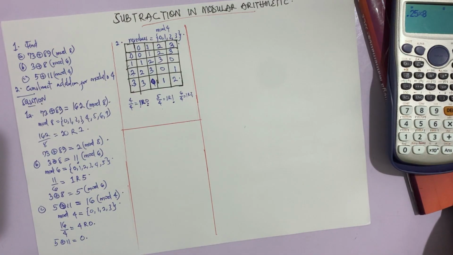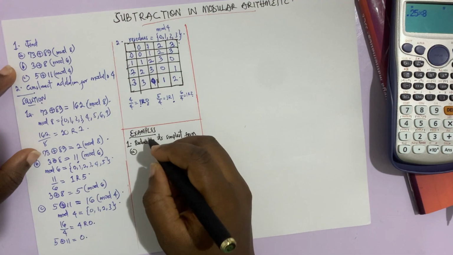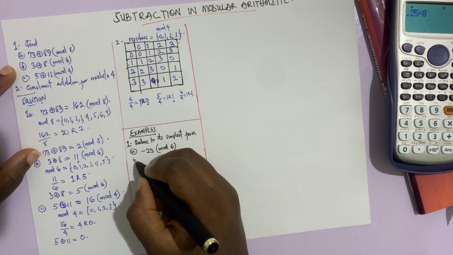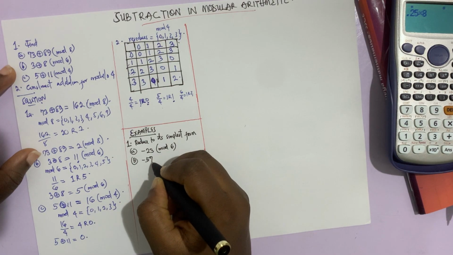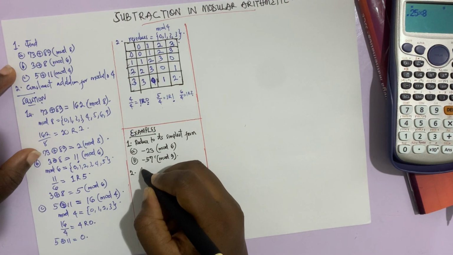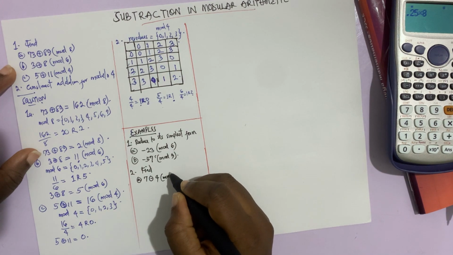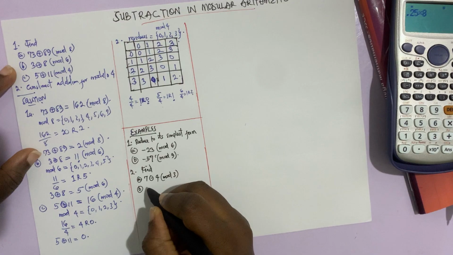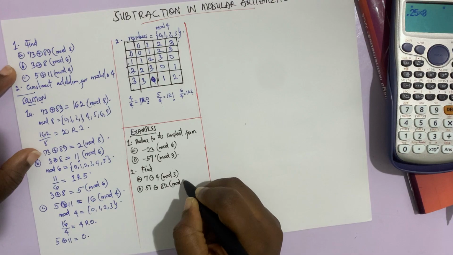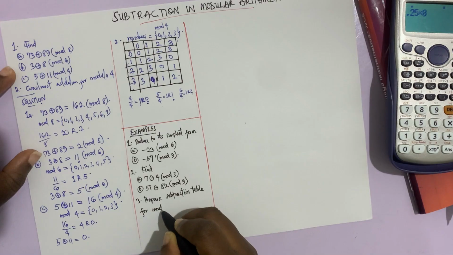Subtraction, modular arithmetic. Examples. Reduce to its simplest form. A, minus 23 in modulo 6. B, minus 57 in modulo 9. Question 2. Find 7 minus 4 in mod 3. B, 51 minus 82 in mod 9. Prepare a subtraction operation table for modulo 5.